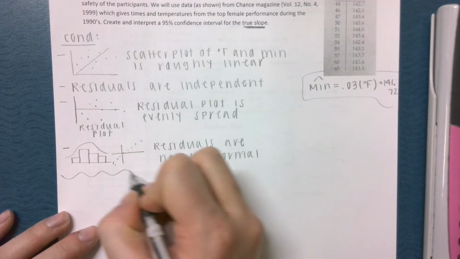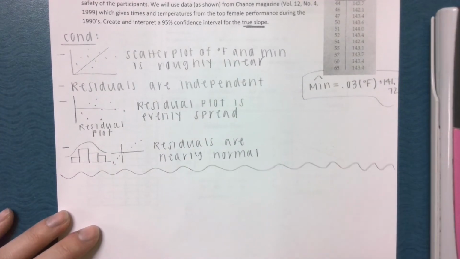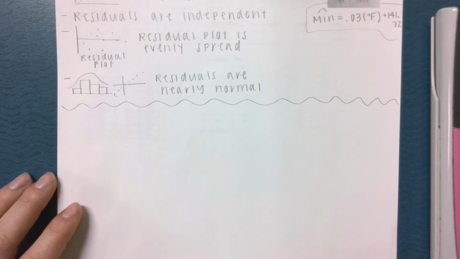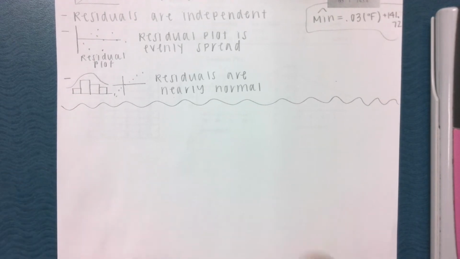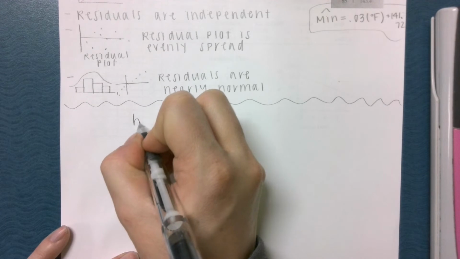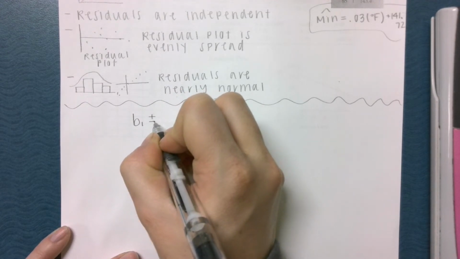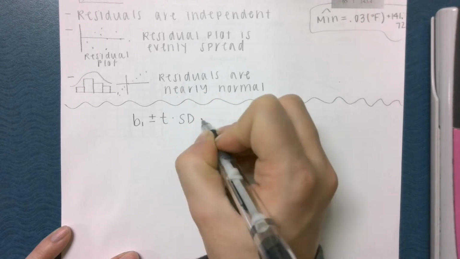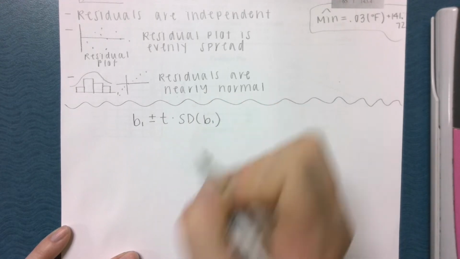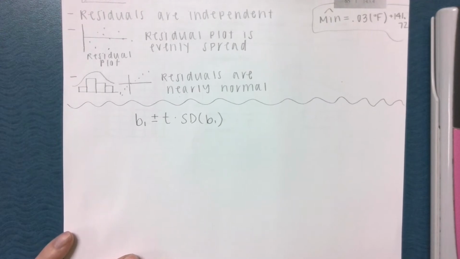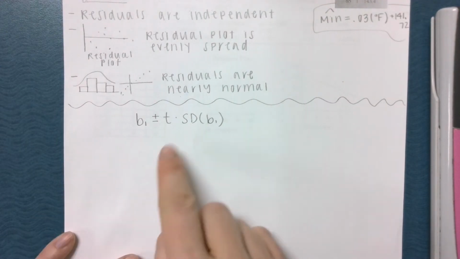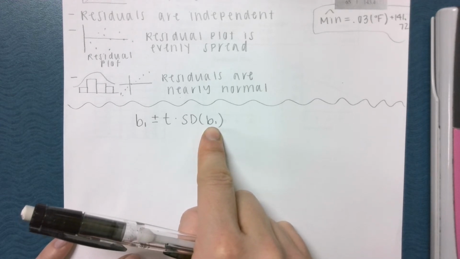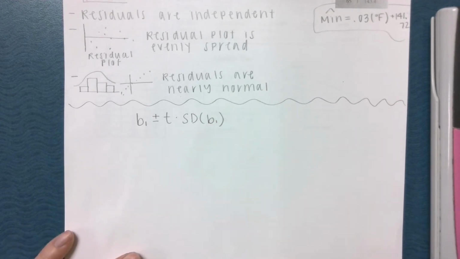Okay, all of my conditions are met, so I am good to start making this confidence interval. Now technically our formula for this says to take our slope, add and subtract our t-score times the standard deviation of the slope. Now we can find most of these things on our calculator, but it's tricky to find the standard deviation of the slope, not just the standard deviation of the actual data.